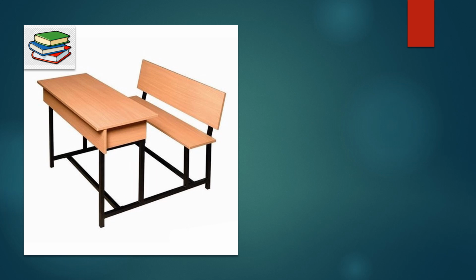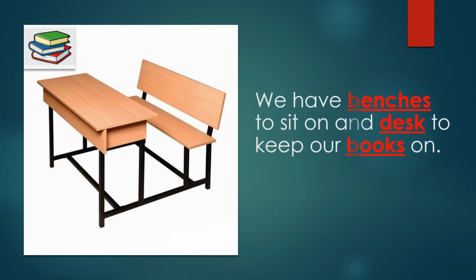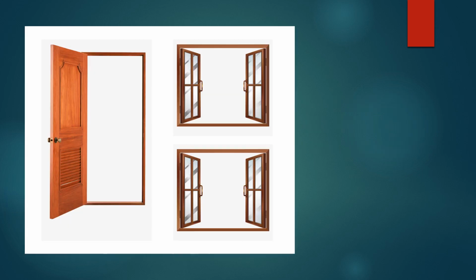Next, it's a desk and bench. We have benches to sit on and desks to keep our books on. Can you see the picture of the books and the desk and bench? This we can see in our classroom. So we have benches to sit on and desks to keep our books on.